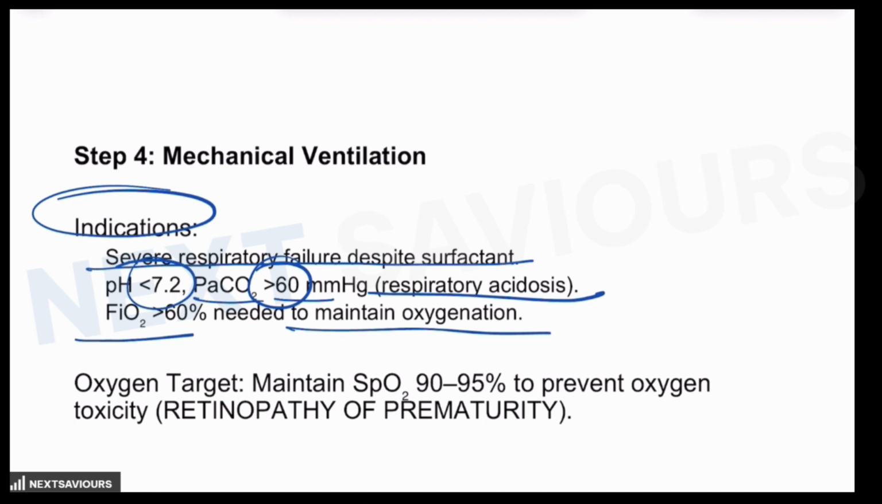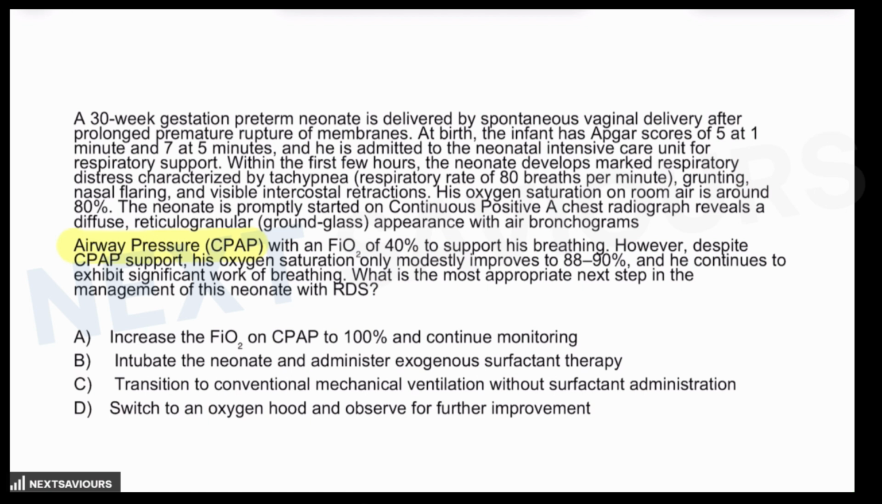Now, what is the target? The target obviously is to maintain the SpO2 in between 90 to 95%. Why not 100%? To prevent oxygen toxicity like retinopathy of prematurity. These are needed to be prevented. If you go back to the question, despite CPAP support, his oxygen saturation only modestly improves to 88 to 90%, and he continues to exhibit significant work of breathing. So, what is the most appropriate next step in the management of this patient?